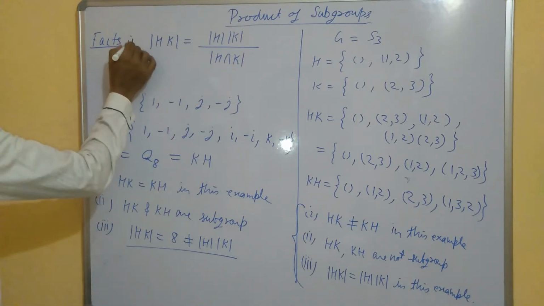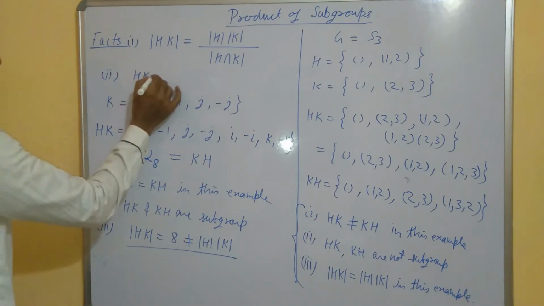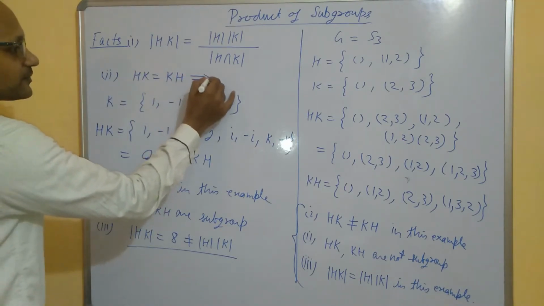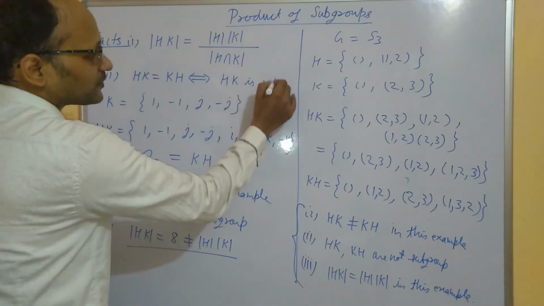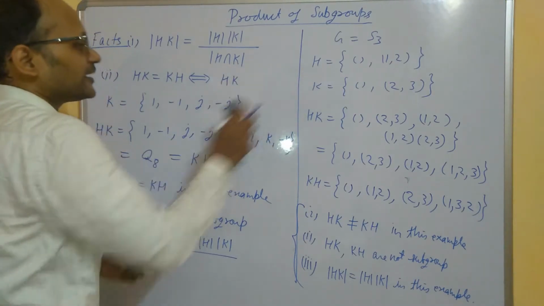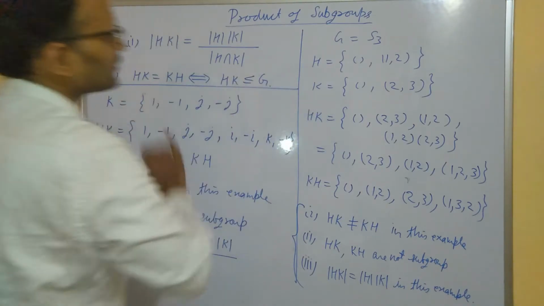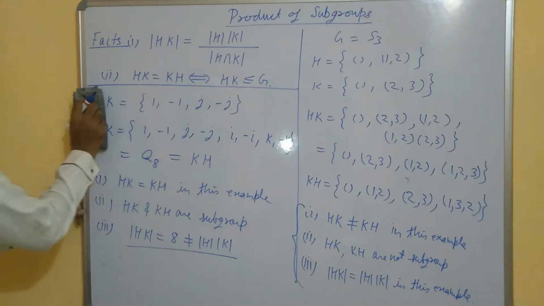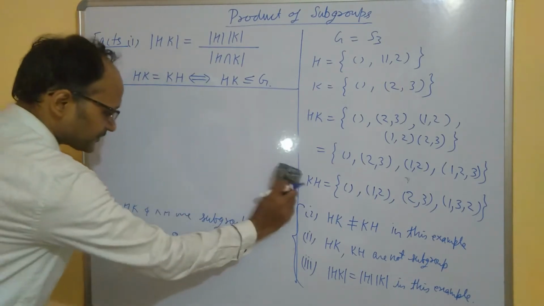And the fact number 2 is that HK is equal to KH if and only if HK is a subgroup of G. So these are the two things which we will investigate during our lecture. So let me come to the point.